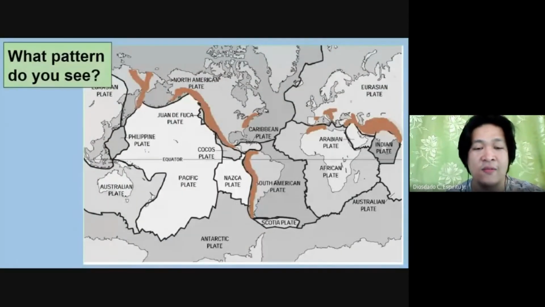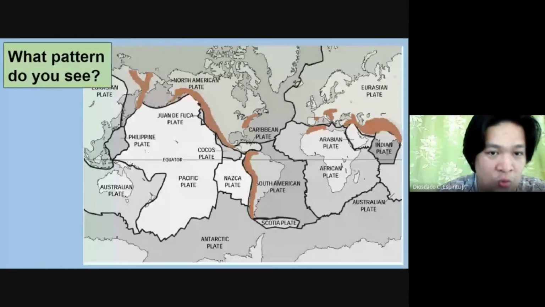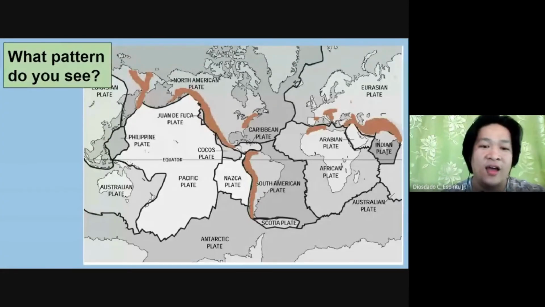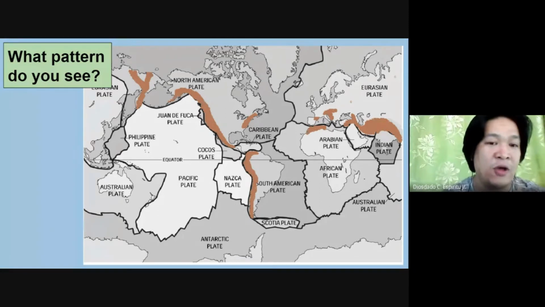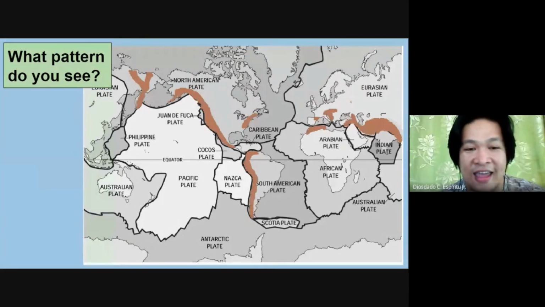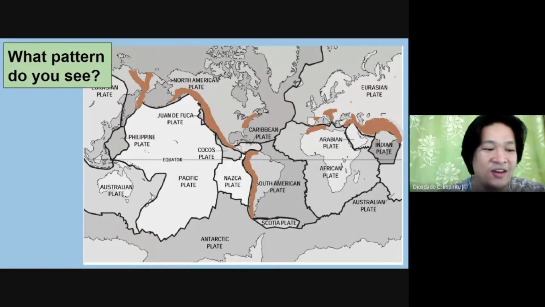Here you are able to combine the two maps together. So combining the plate tectonic map and the map of global mountain belts, as you can see, this is the one maybe being seen by Maricel earlier. That's why he answered that the mountains are found at the plate boundaries.